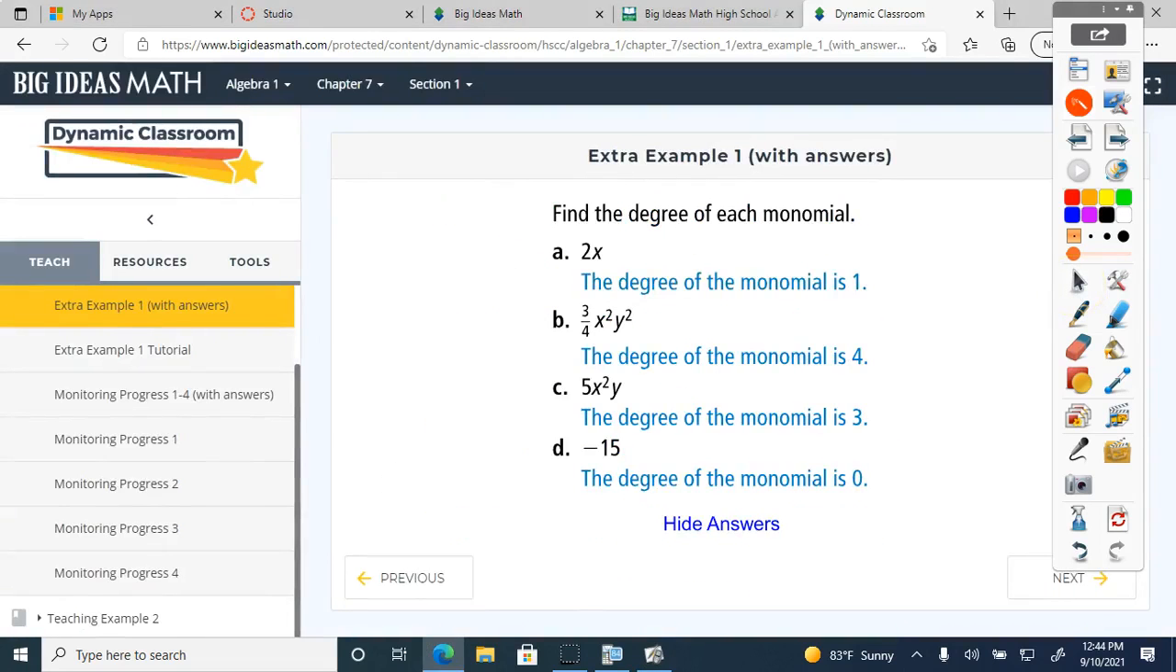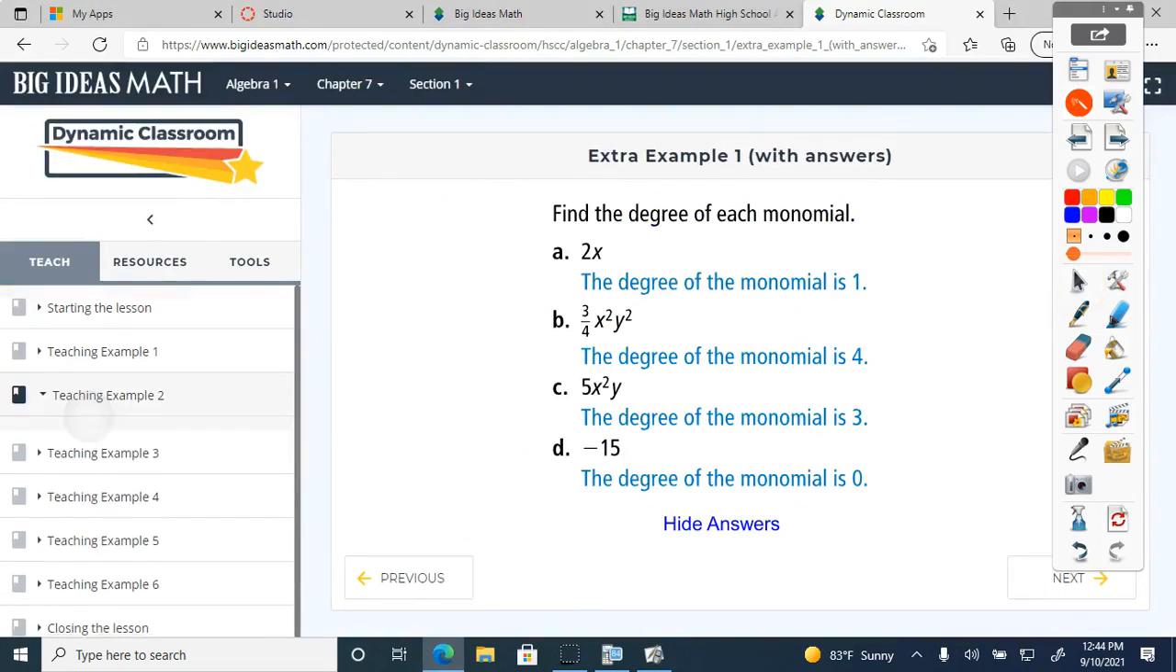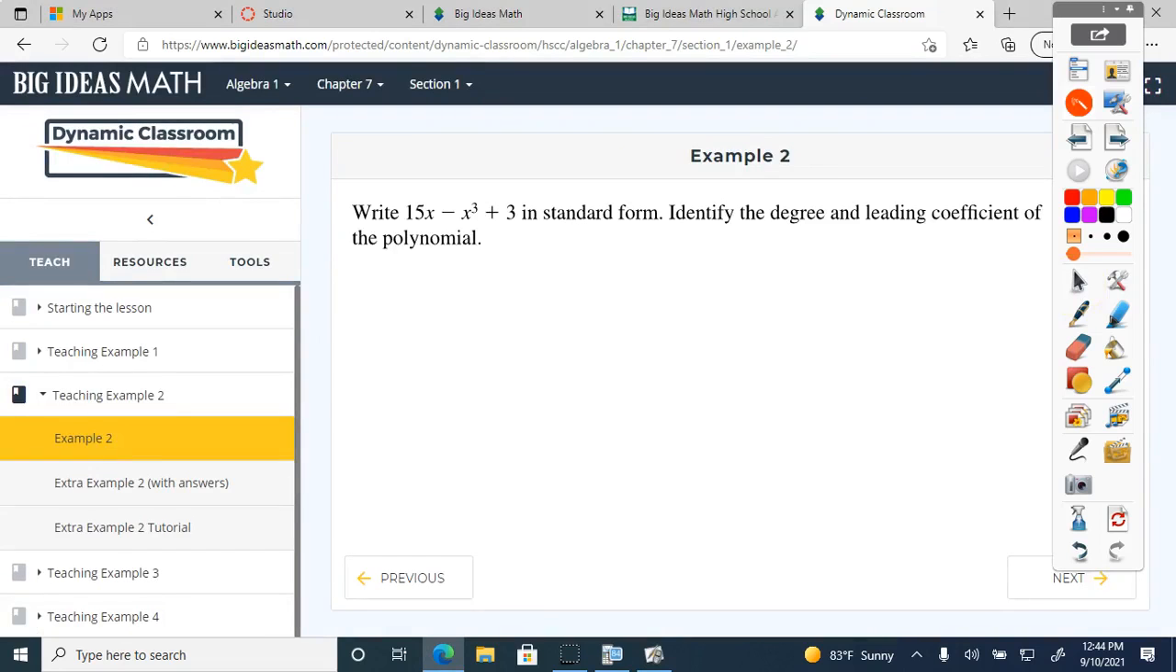Example 2. See, I'm teaching you Spanish too. How about that? All right.